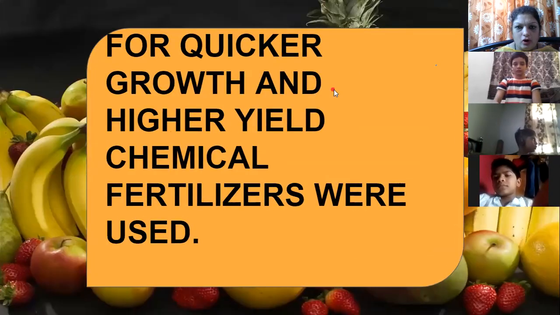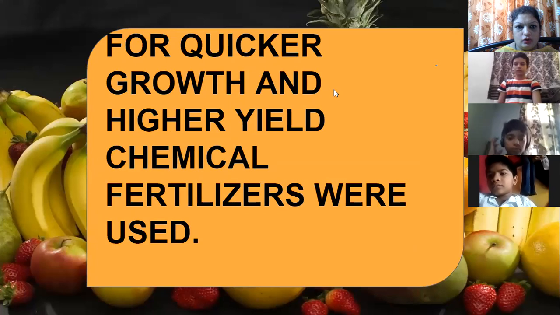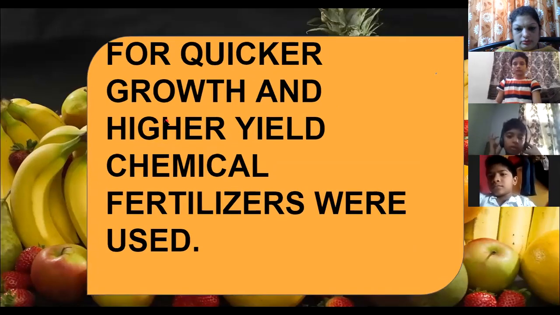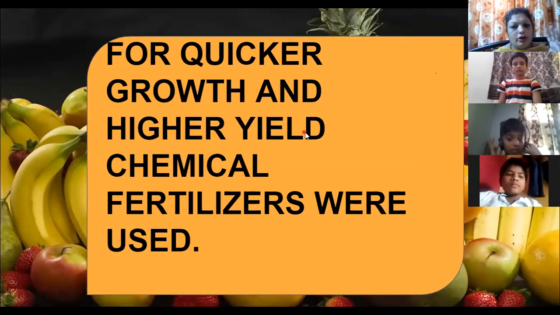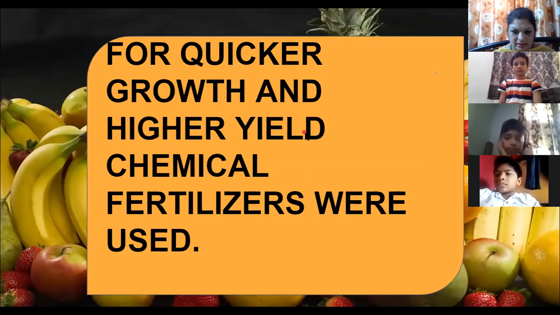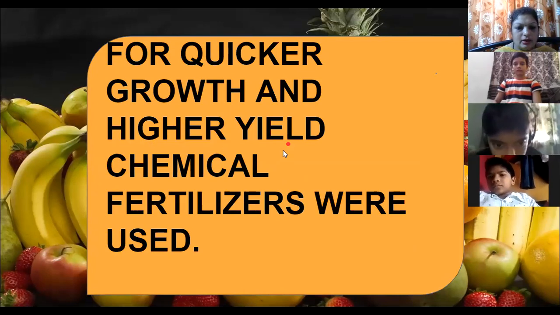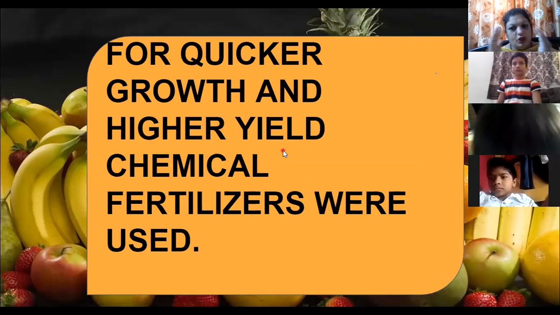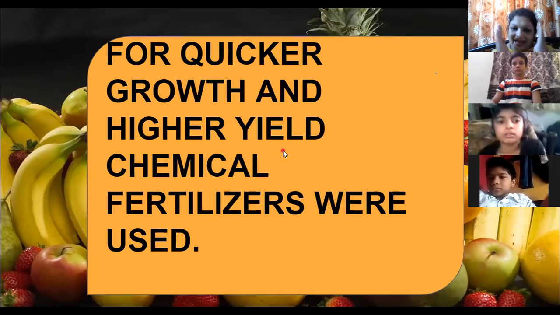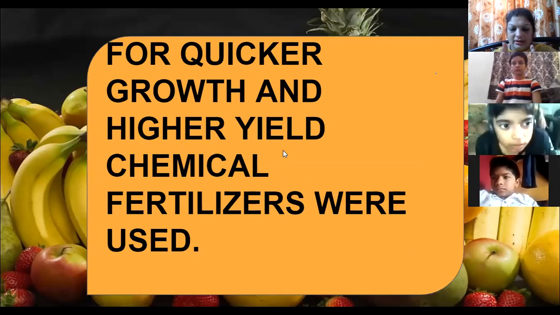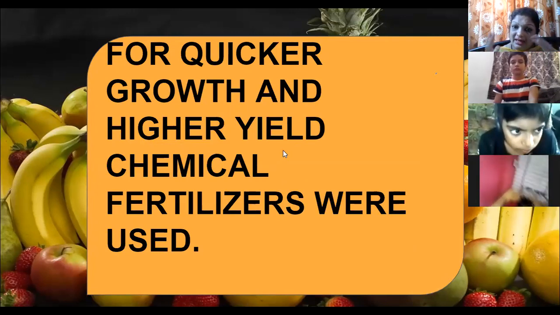So if you want quicker growth, means if you want your crops to grow quickly, and higher yield. What do you mean by higher yield? More production, huge production in less time. Quicker growth means you want everything in a quick time.